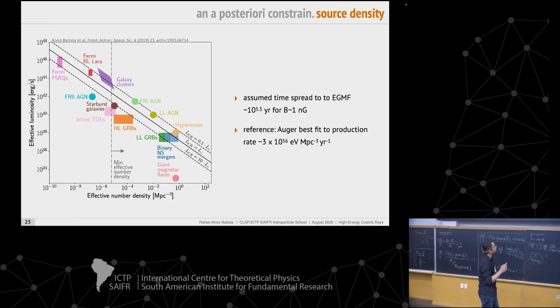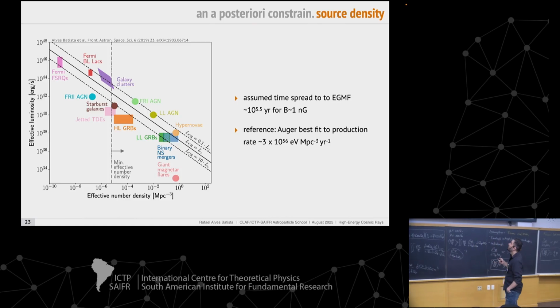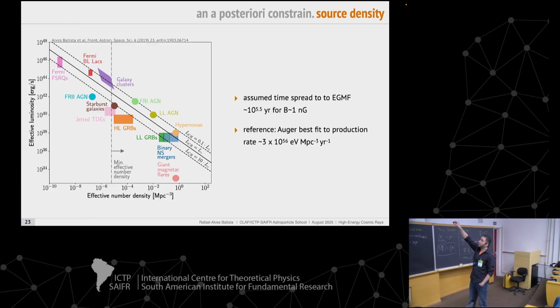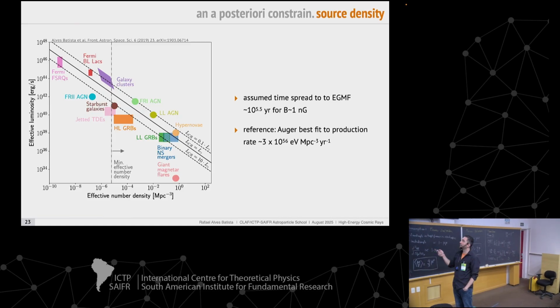Some people like to add other a posteriori requirements. So we have, like in this plot here, for example, several types of astrophysical objects. We have flat spectrum radio quasars, FSRQs. We have BL-LAC type objects, galaxy clusters, and so on. And there is what I call an a posteriori constraint. So after you detect, you say, okay, I can only detect particles that obey these conditions, but they are a posteriori because they come after the detection. So they are kind of biased. They are not fundamental.